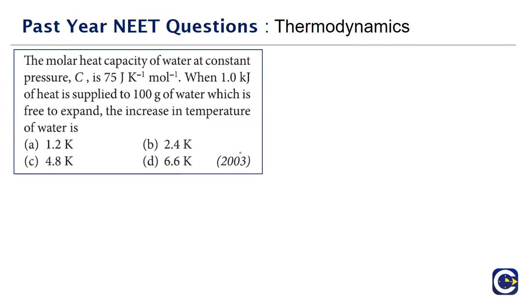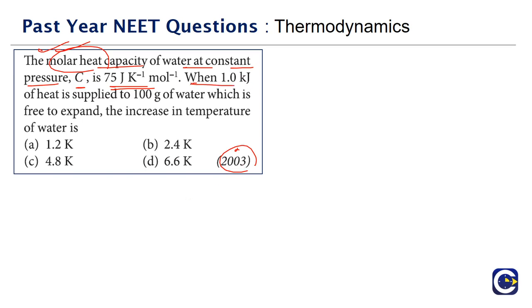Next we have a question that has come in the year 2003. It's a basic question on the specific heat capacity concept. The molar heat capacity of water at constant pressure is 75 joule per Kelvin per mole. So they call it what? Molar heat capacity. That's why we have it per mole. If it is a mass specific heat capacity, we will have it as what? Either joule per Kelvin per kg or joule per Kelvin per gram. It will be with respect to mass.